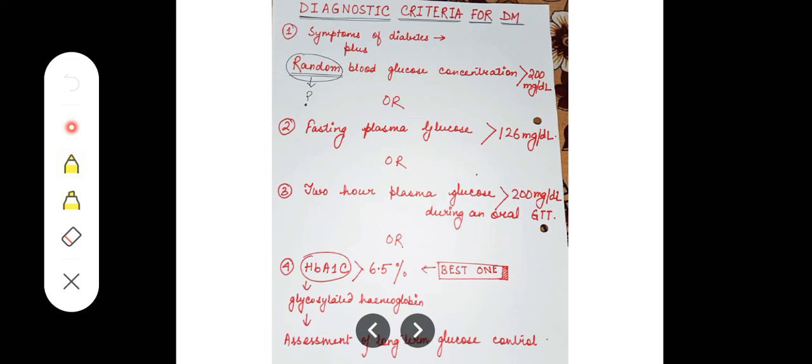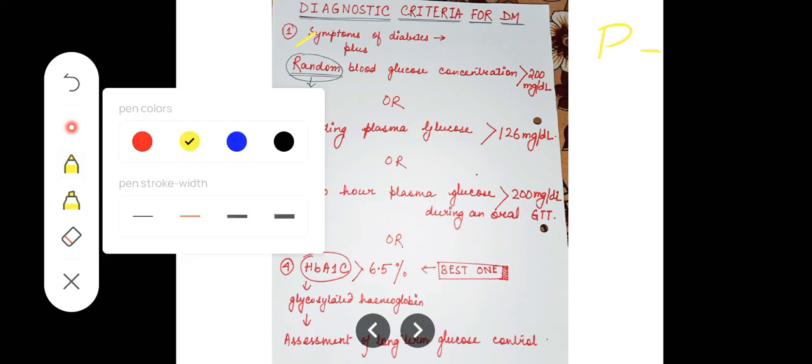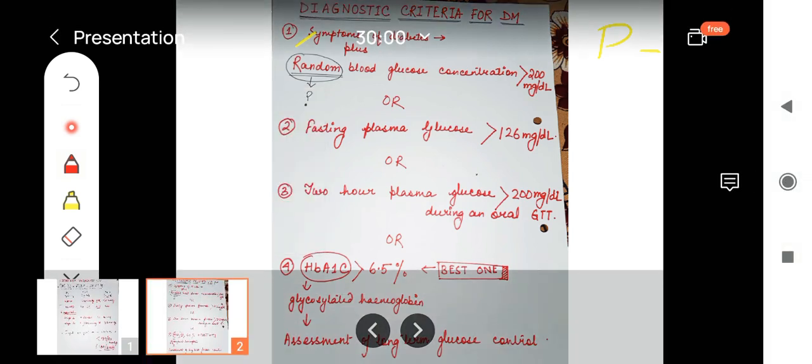First thing is that the symptoms of diabetes have to be there. The patient should have the symptoms of diabetes. What is a symptom of diabetes? That is 1P. P stands for polydipsia. That is, the patient will have intense thirst. He or she will wish to drink water many times, intense thirst.